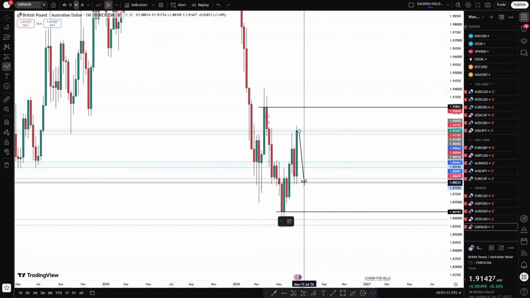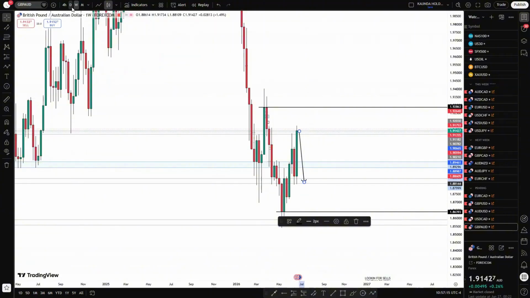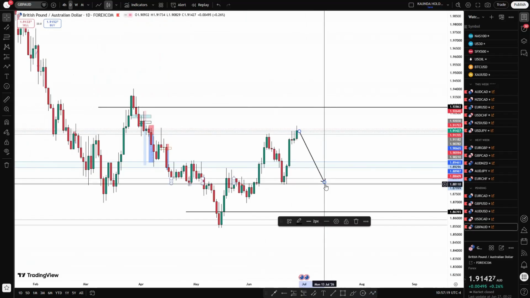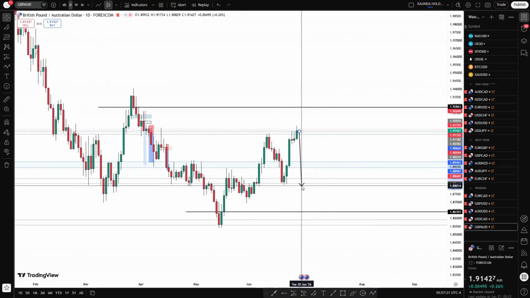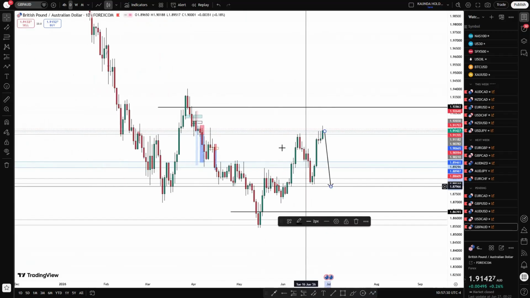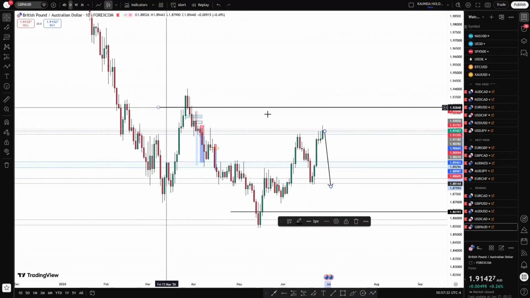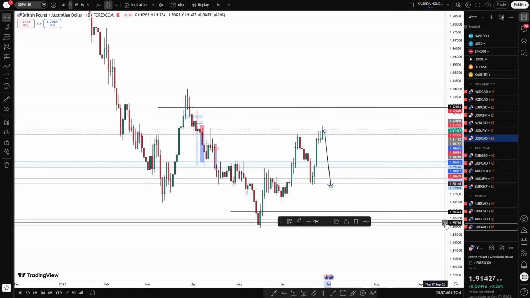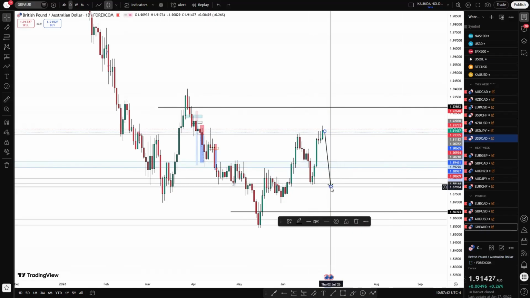And then once it sells, it can shift the daily time frame and we can start looking for sells, because the weekly is bearish, unless price takes out this line, then all my buys will be valid. So for now, that's what I wait for.